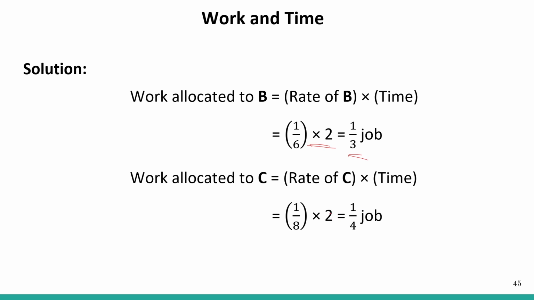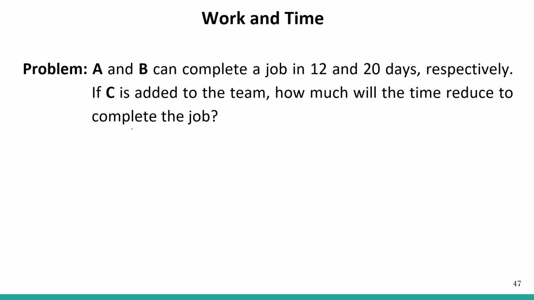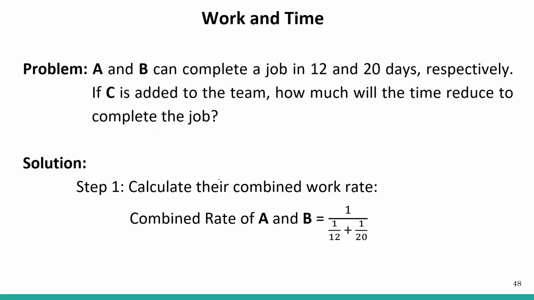Okay, 1 by 4 job per day. Work reduction: calculating the reduced time to complete a task when more workers are added. So if A and B can complete a job in 12 and 20 days respectively, if C is added to the team, how much will the time reduce to complete the job?